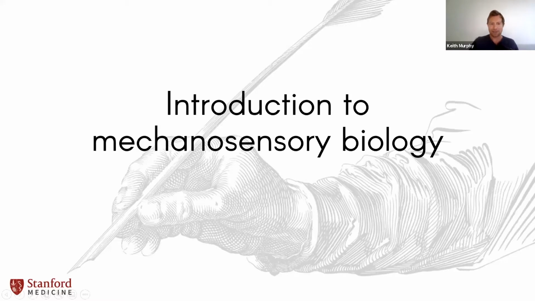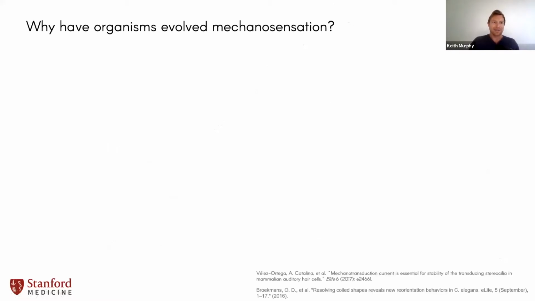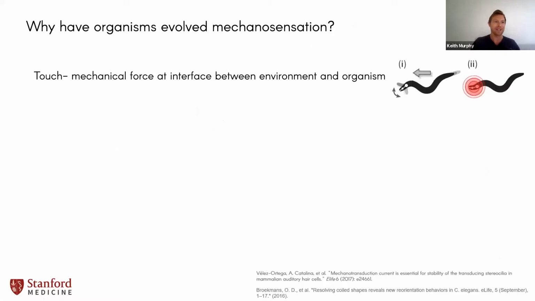So, let's ask the first question here. Why is it that organisms even need mechanosensation in the first place? It seems kind of obvious, but there are some things that aren't quite so obvious. As I mentioned, touch is the mechanical force interacting between an environment and an organism. Like I said, you might touch a desk and notice that the desk is there because we have these little mechanosensory systems built into our skin and our muscle tissue.